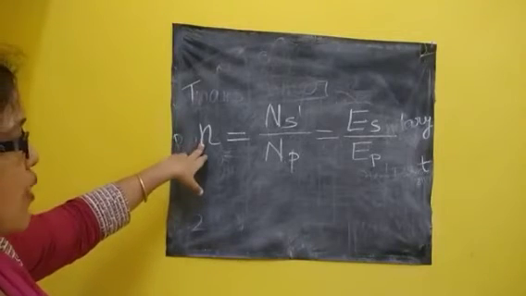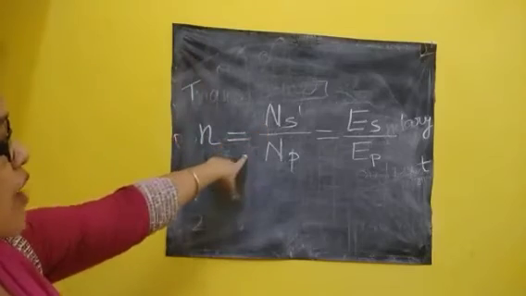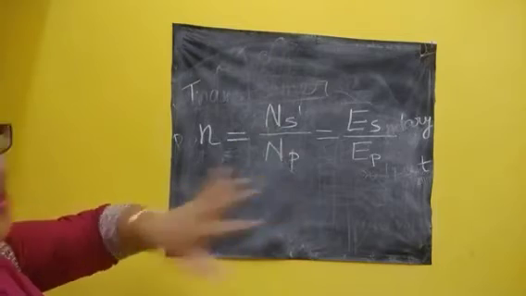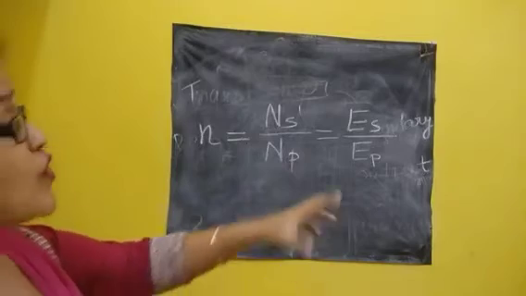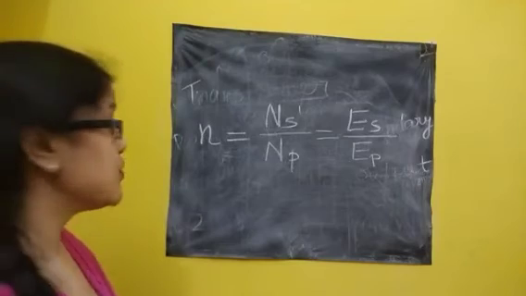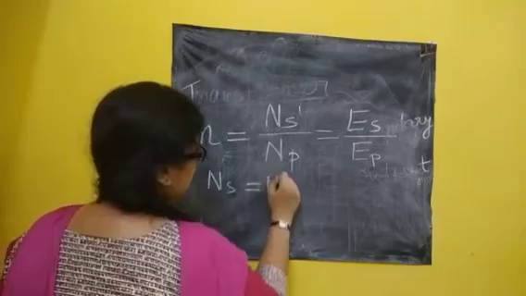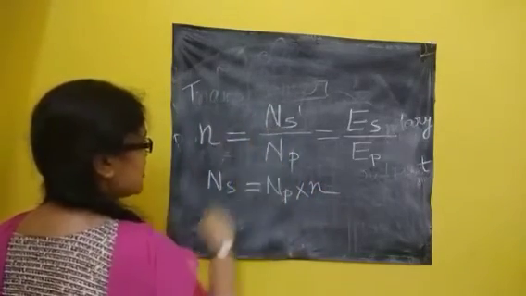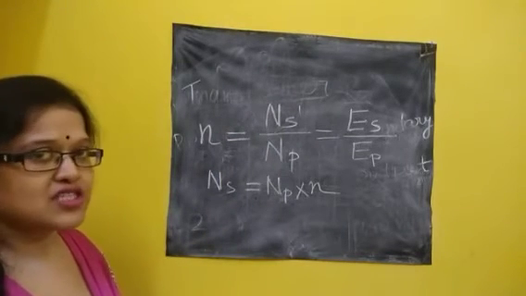So if I know the number of turns, I can easily calculate, and we know the primary coil. Suppose the manufacturer has provided that you can use 100 turns and primary supply is 240 volt. So I can easily calculate what should be my secondary turns, because N is equal to Np into number of turns. So any two things if I know from here, I can easily calculate the second one. That's all for this chapter.